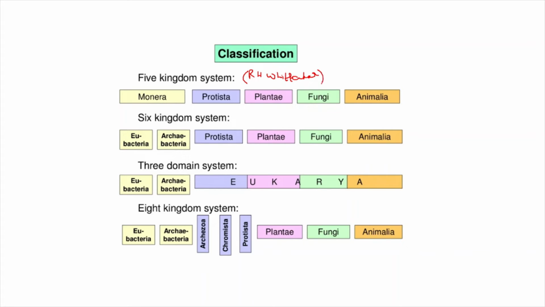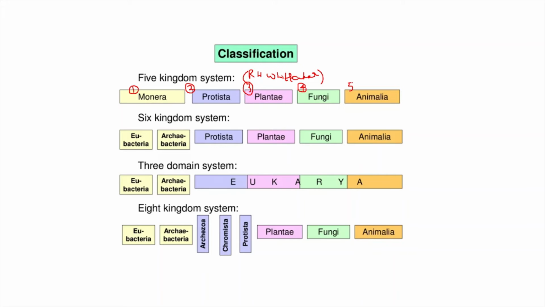So it was proposed by R.H. Whittaker. He divided living organisms into 5 different types: Monera, Protista, Plantae, fungi, and Animalia. So he divided all living organisms into 5 different types. So these were the 5 different kingdoms that R.H. Whittaker used in proposing his 5 kingdom system of classification.